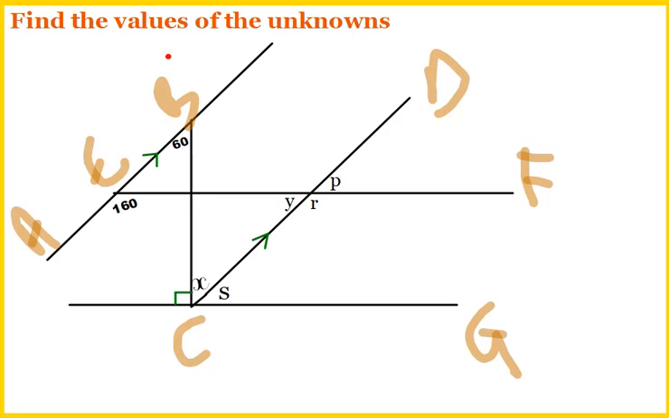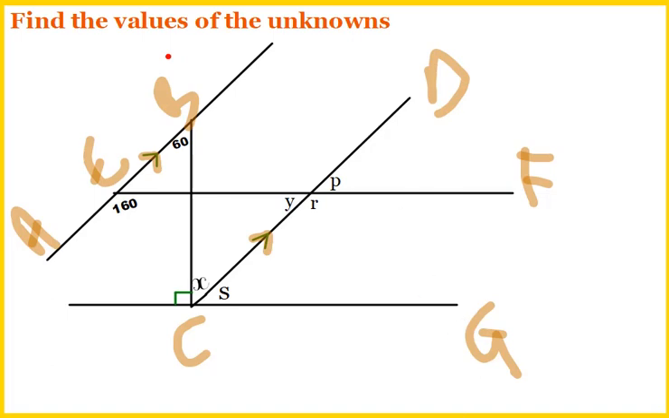First of all, we look at the obvious things we are given. In this case we can see arrows on a line. If you recall from our previous videos, that means that line is parallel to another line that has the same number of arrows. So we can see that AB has one arrow and CD also has one arrow. That means AB is parallel to CD.